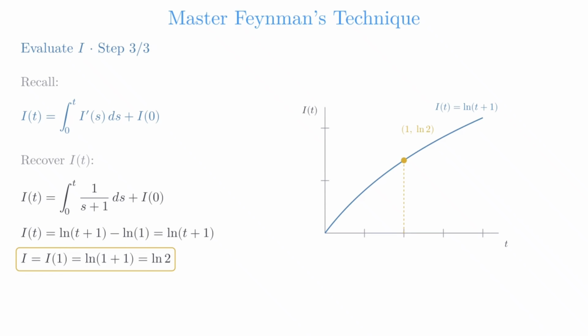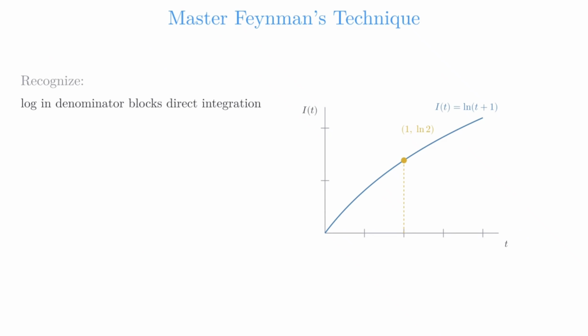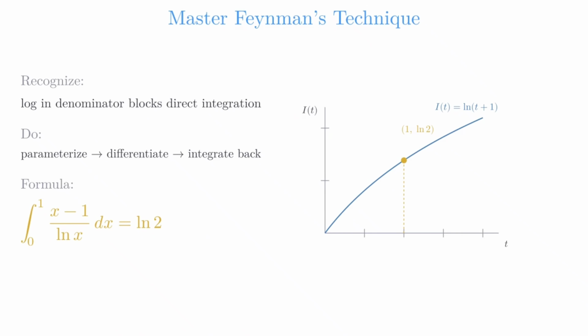That's the answer. The integral of x minus 1 over ln x from 0 to 1 is exactly ln 2. Whenever you see a logarithm or awkward expression in the denominator that blocks standard techniques, think about Feynman's trick. Introduce a parameter that generalizes the integrand. Differentiate under the integral sign to simplify. Then integrate back using the initial condition. The integral of x minus 1 over ln x from 0 to 1 equals ln 2.